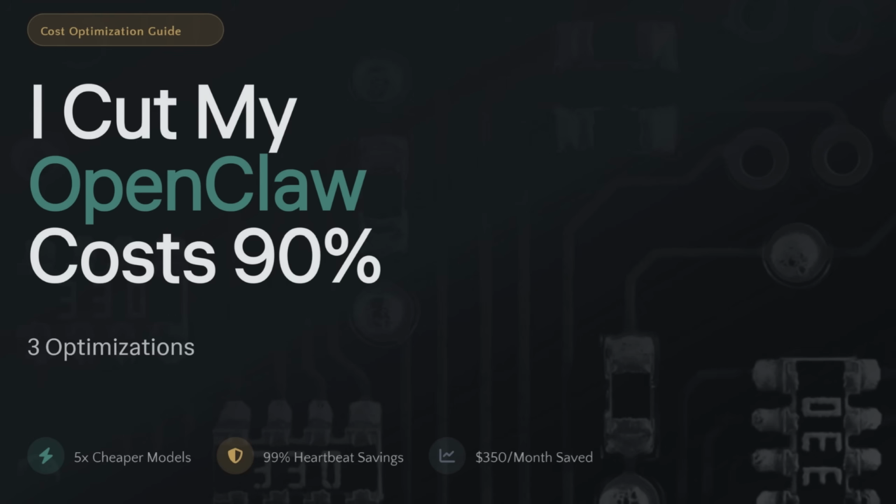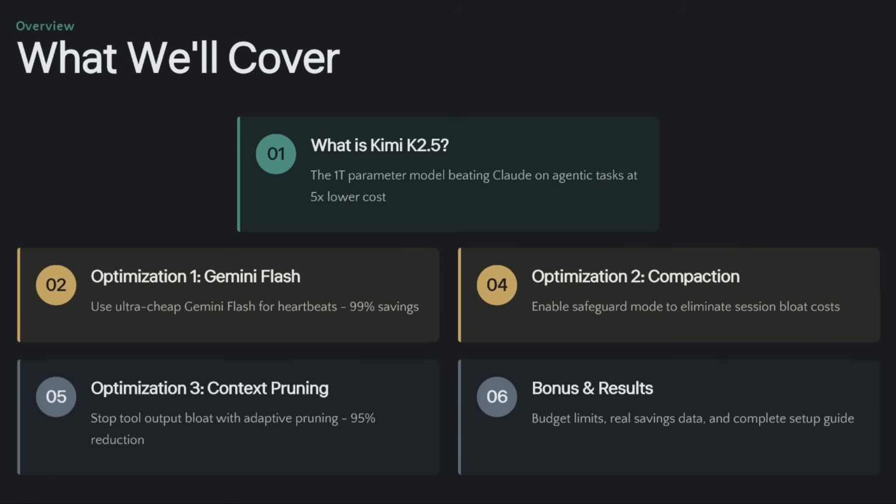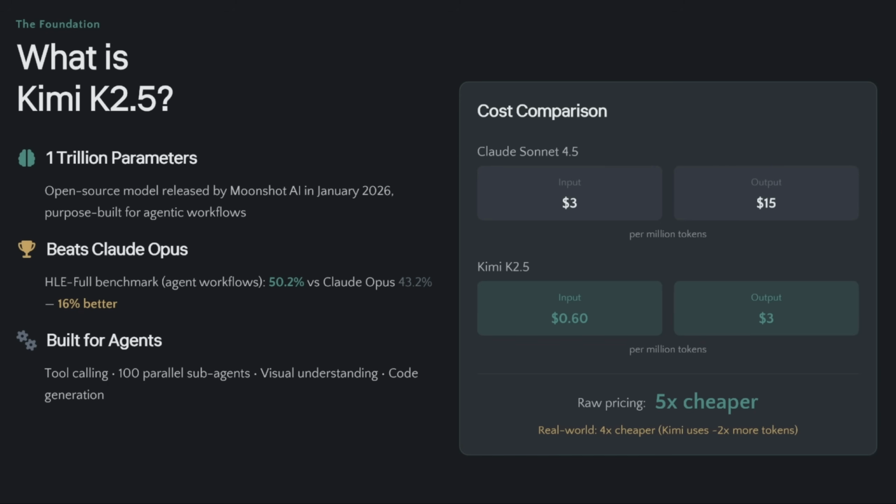In this video, I'm going to show you the adjustments I made to reduce OpenClaw cost by 90%. I'll show you how to set up Kimi K2.5 with OpenClaw, a model that's 5x cheaper than Claude Sonnet and built specifically for agent workflows. Then I'll show you 3 optimizations that stack on top to maximize your savings. Let's get started. First, let's talk about Kimi K2.5, the model making this possible.